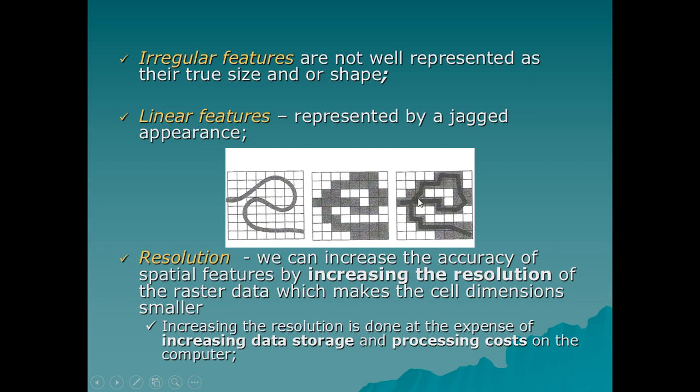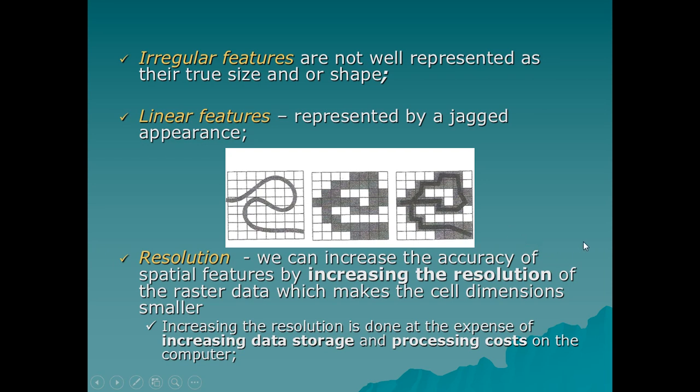We have both raster and vector overlaid upon each other here, so we can actually see the differences. You see wherever the line, let's assume it's a river, occurred, the entire cell has to be assigned a value. And note that does not represent the shape or the size of the feature very well.